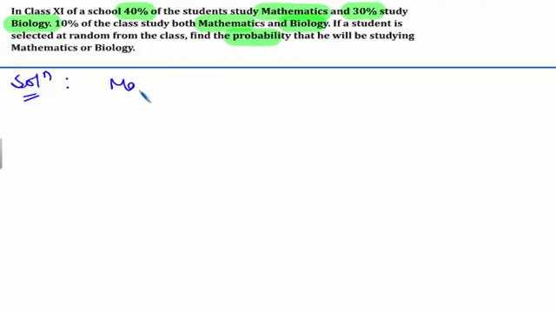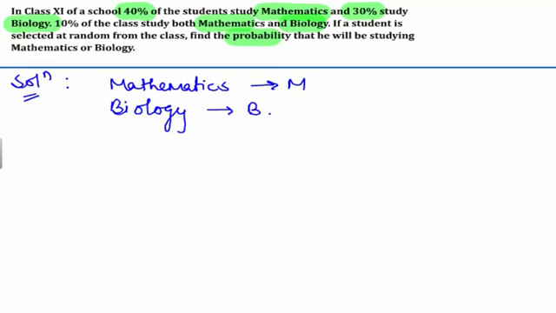And let us denote the subject mathematics by M and biology by B. We are given that 40% of the students study mathematics, therefore probability of M is 40%, or it can also be written as 40 upon 100.